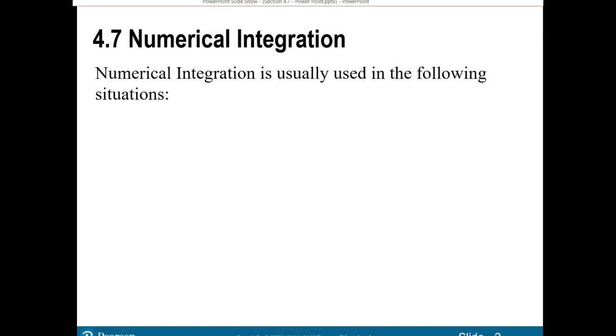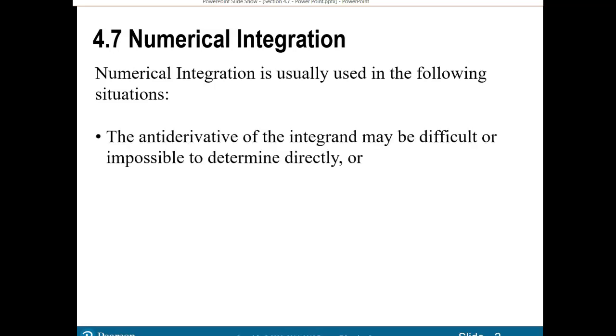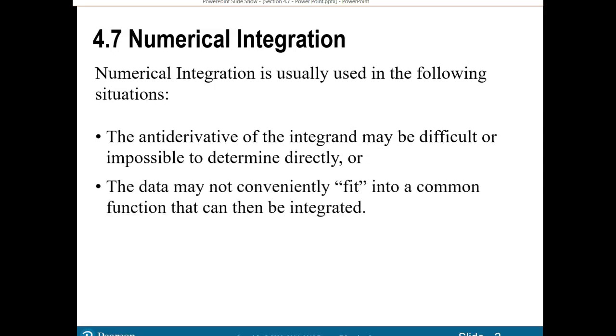All right, so numerical integration is usually used in the following situations. First, when the antiderivative of the integrand may be difficult or impossible to determine directly. So if it can't be done by substitution, it can't be done by a formula, it can't be done by parts, or it's very, very complicated. Or you may have data that might not conveniently fit into a common function. So you might just have a bunch of numbers in a table that you have to create a graph for and then use a Riemann sum to approximate values because you don't actually have a function to work with.